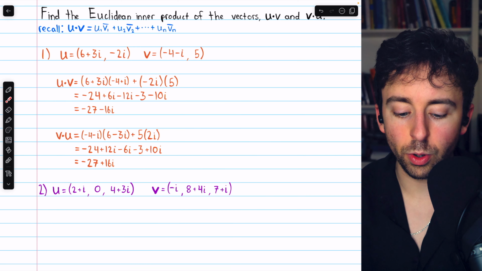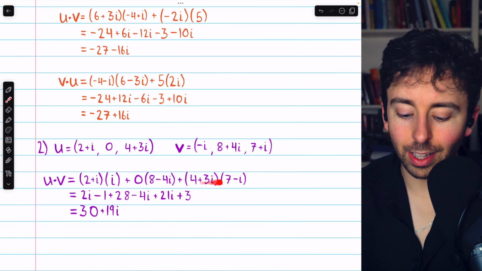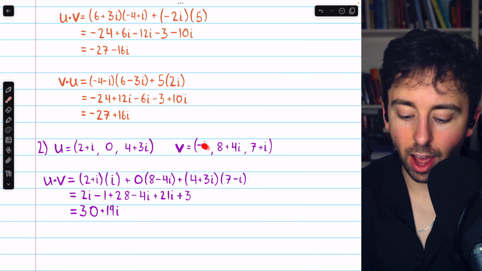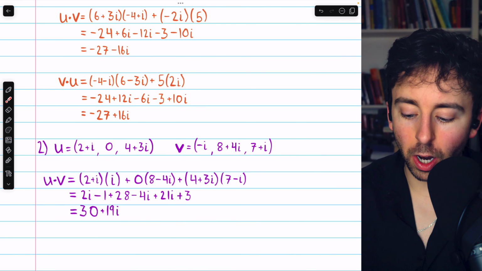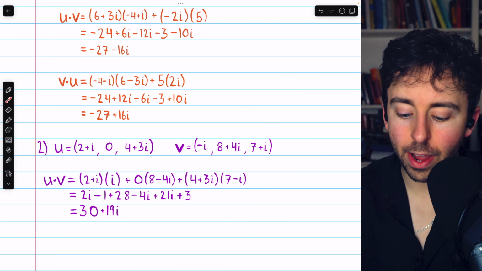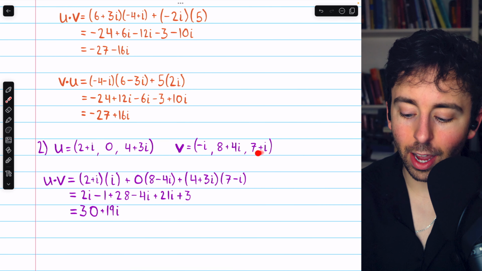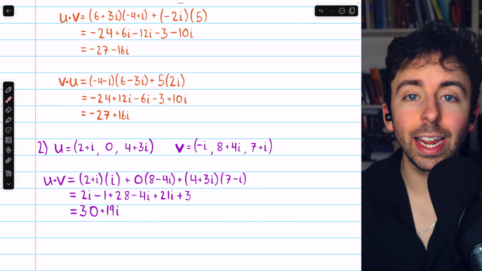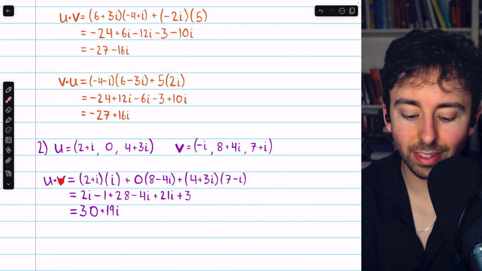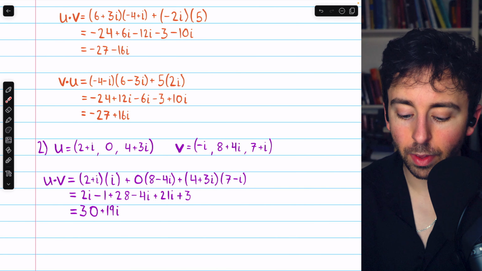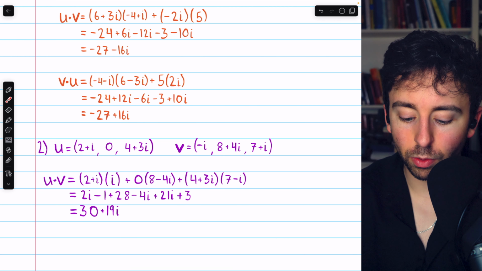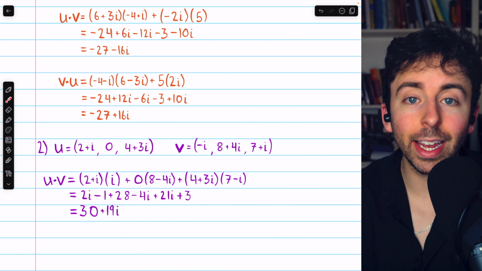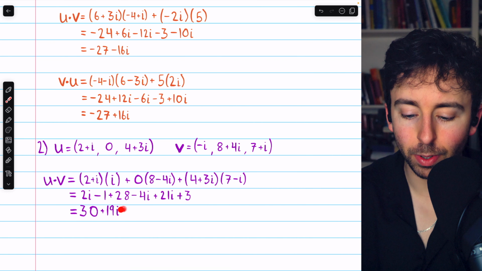We'll begin with u dot v. And that looks like this. 2 plus i times positive i, 0 times 8 minus 4i, and 4 plus 3i times 7 minus i. We're taking the conjugates of the components of the second vector, which is v. After doing all of the multiplication, we get here, and we can combine like terms to arrive at 30 plus 19i.